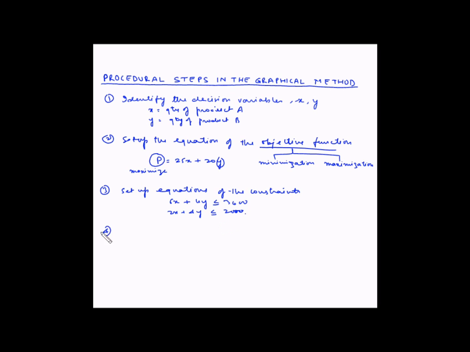The next step is to identify the decision variables on the x and y axis. For example, suppose this is the graph that you're plotting and this is x and this is y. So you have to identify that x is representing product A and y is representing product B.